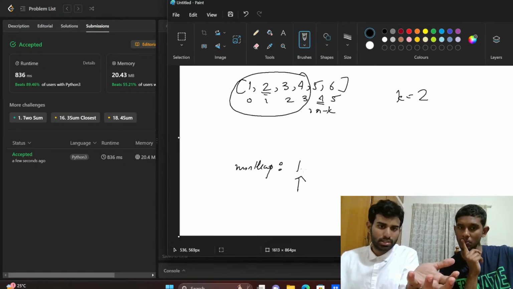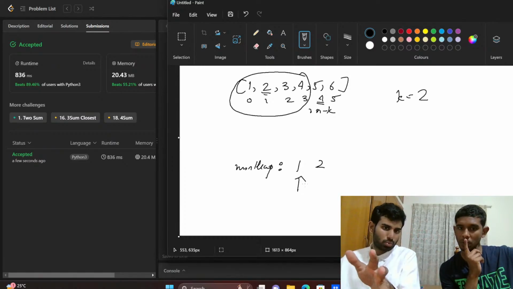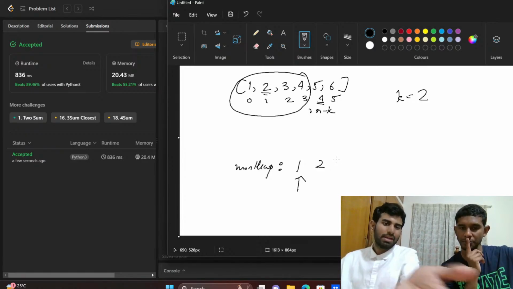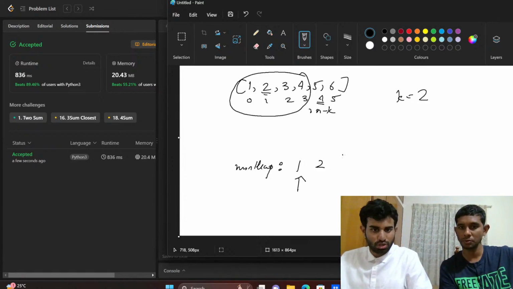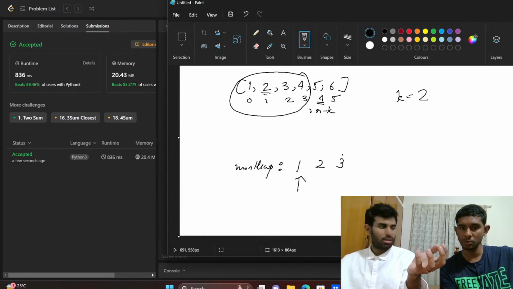My next element is 2, right? So I insert 2 in my min heap, and the root of the min heap still remains 1. Nothing changed there. Then I insert 3 into my min heap. It can be in any order, but it's just easy if it's sorted. Any order kind of works for any permutation of the input. So let's say I insert 3 now.